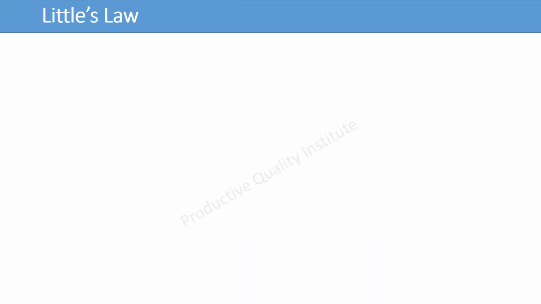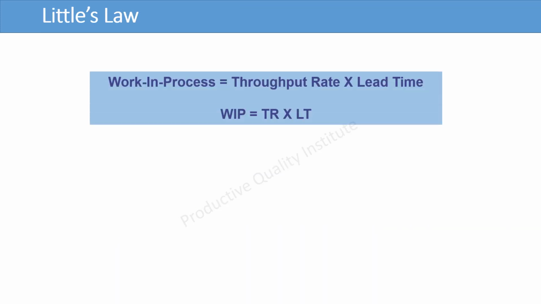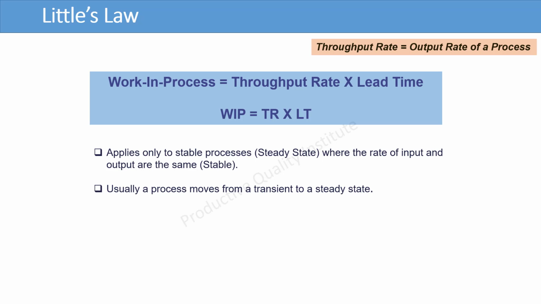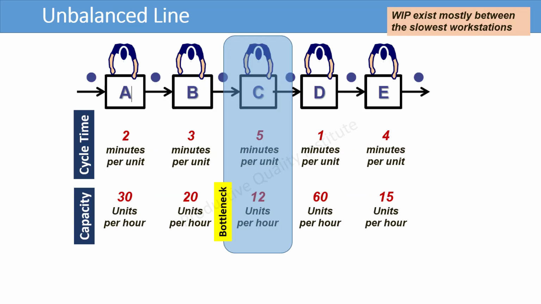We can use Little's law to determine the WIP. According to Little's law, work in process is equal to the throughput rate multiplied by the lead time. However, it applies only to stable processes, steady state, where the rates of input and output are the same. Usually a process moves from a transient to a steady state. WIP exists mostly between the slowest workstations.